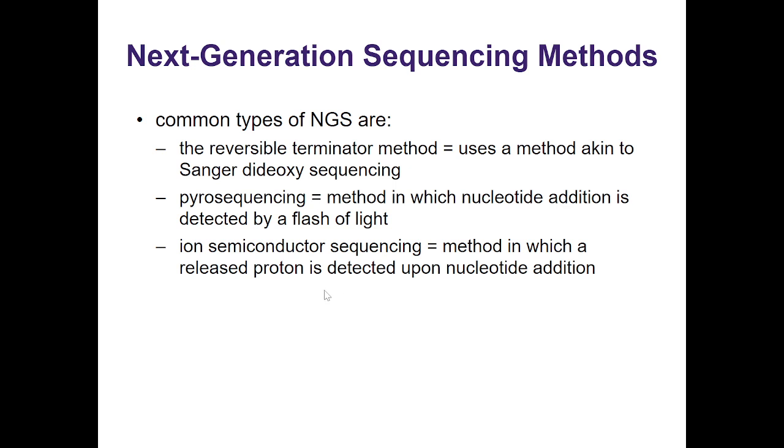Okay. The ion semiconductor sequencing, this is going to be a method in which a released proton is detected upon nucleotide addition. Again, the big thing about NGS is that our photovoltaics, our ability to detect when things happen, our computers are fast enough to detect those happening really fast. And instead of getting the end result and then figuring out what that end result is, which requires 10 extra steps, we're making it and detecting it at the same time. Okay?